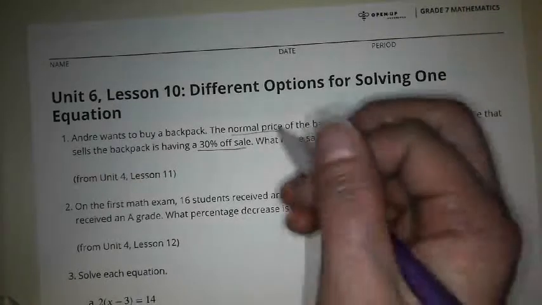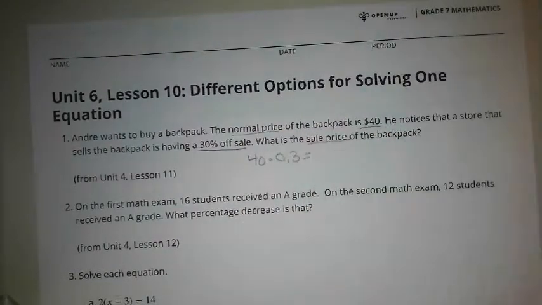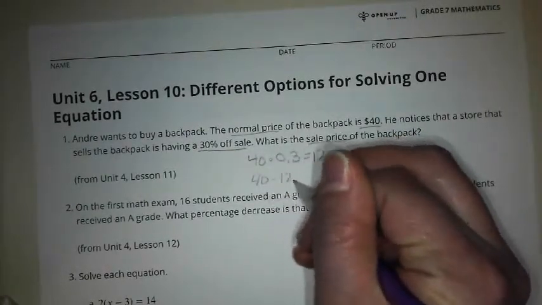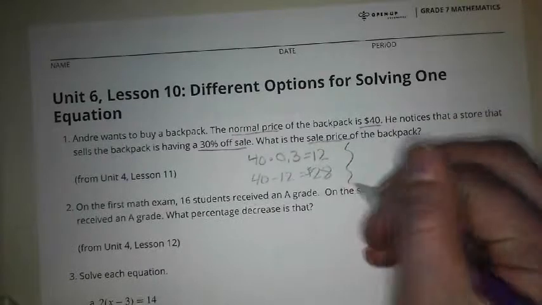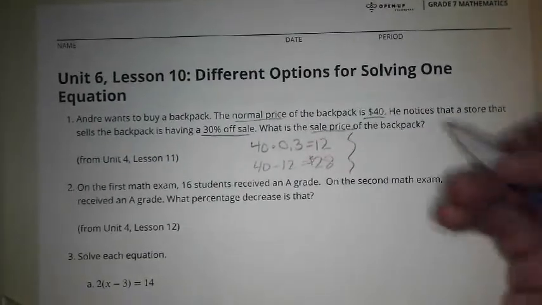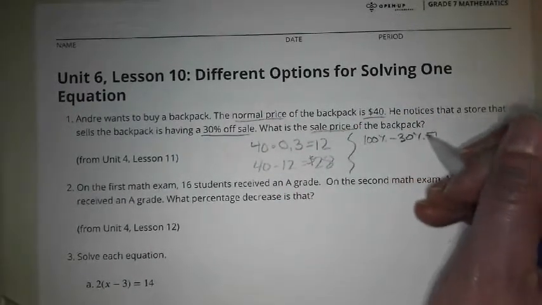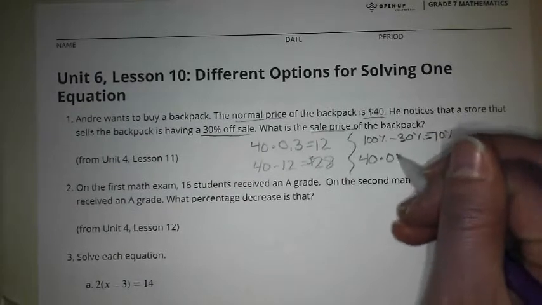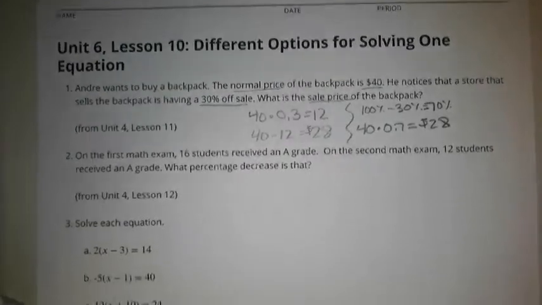So there's two different ways I can solve this. I can take my original price times the percent as a decimal, and 40 times 0.3 is 12. And then what I would have to do after that is take that price, 40 minus $12, which is $28. So I can do it that way. Or I can figure out how much of the price am I going to pay. Well, it's 30% off. 100% minus 30% is 70%. So I'm paying 70% of the cost. So I could just take that 40 times that 0.7 and get $28. So two different ways to solve that.